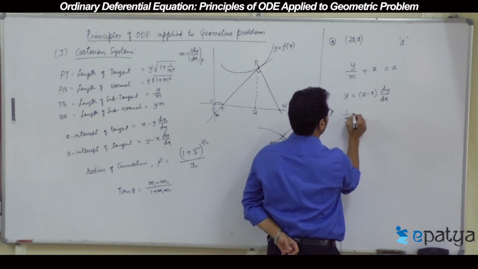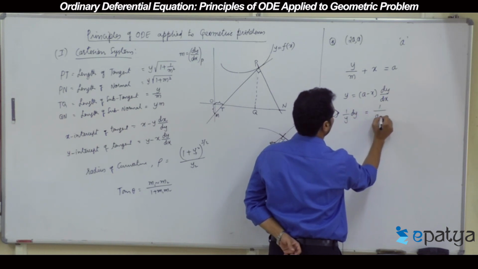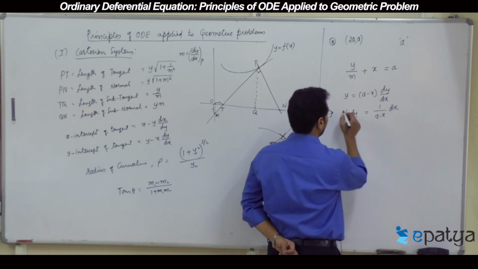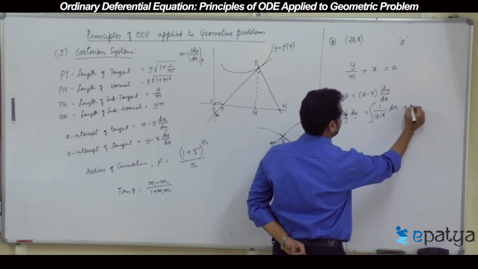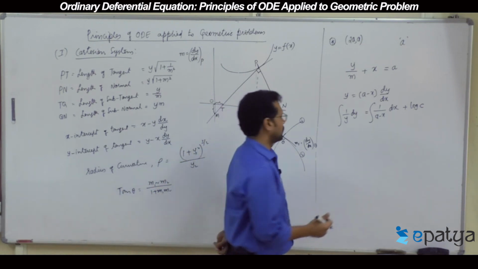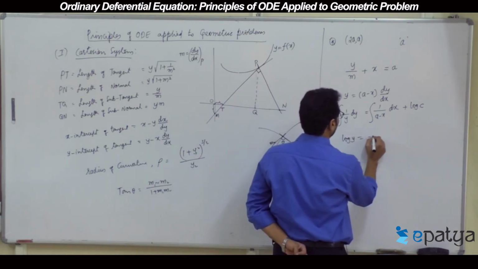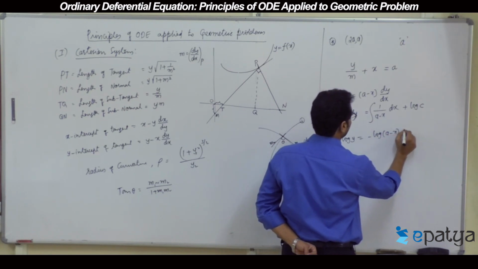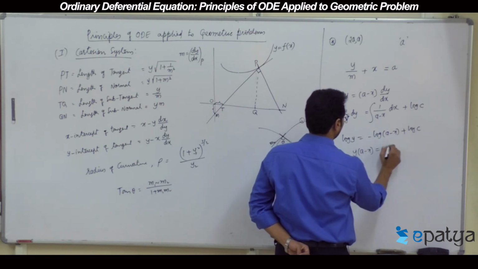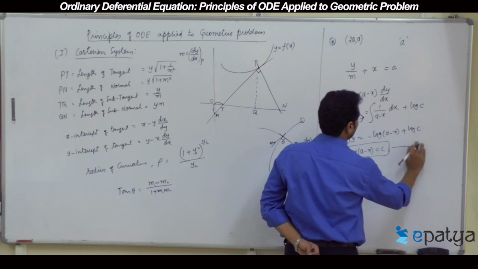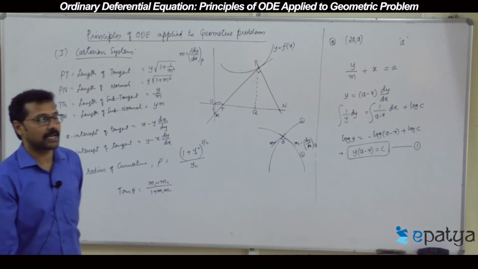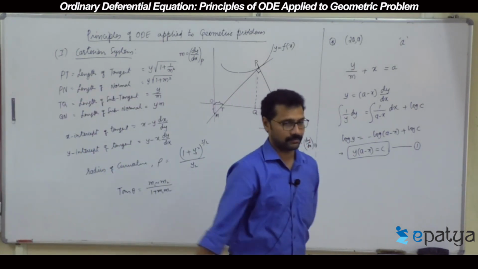Okay. Now, this is something which you can easily solve. Therefore, 1 by y dy is equal to 1 by a minus x dx, which is a first order, first degree ordinary differential equation, integration of which gives me the complete solution. So I will take it as log C here, because on integration we will get logs. So log y equal to minus log of a minus x plus log c, which gives me y into a minus x equal to c, is the family of curves which satisfy the given geometric condition.